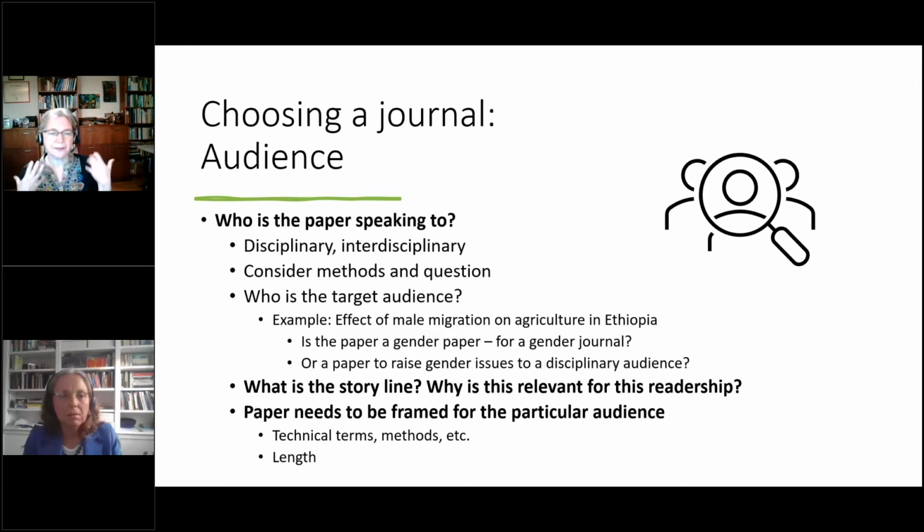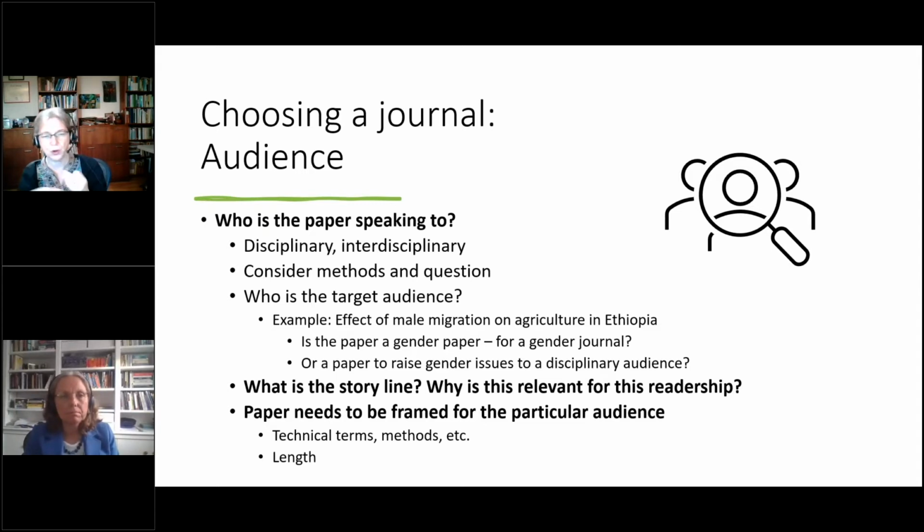When you're doing that, think about what is the storyline in your paper and why it is relevant for this readership. I think one of the big gaps in a lot of papers is that it's not clear what the storyline is. What really are you trying to say, not just presenting table after table or quote after quote. So once you've settled on that audience, you need to frame the paper in terms of how many technical terms you use and how you describe the methods.